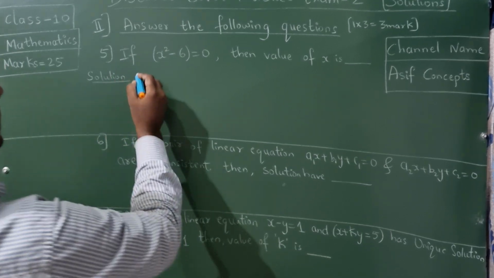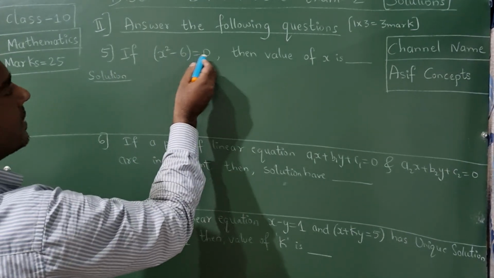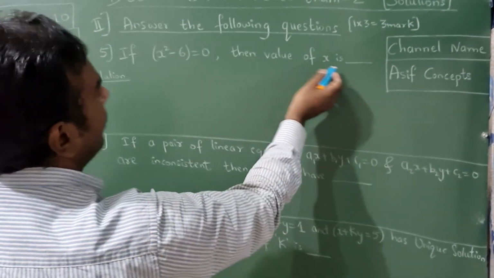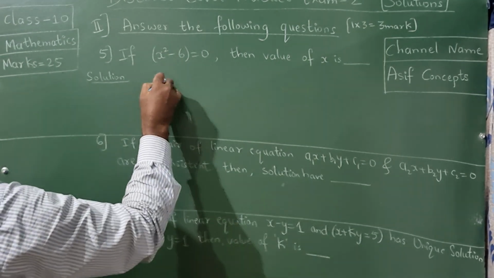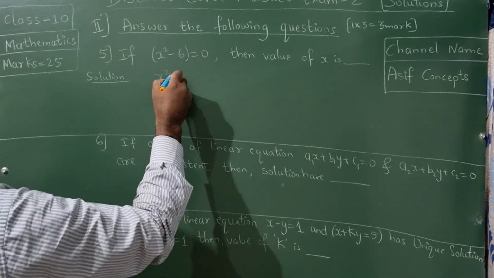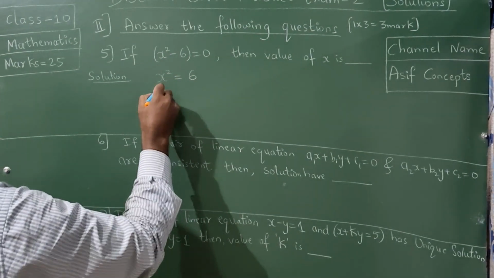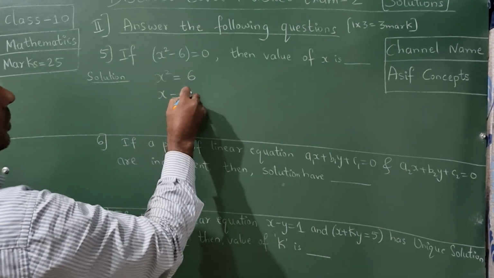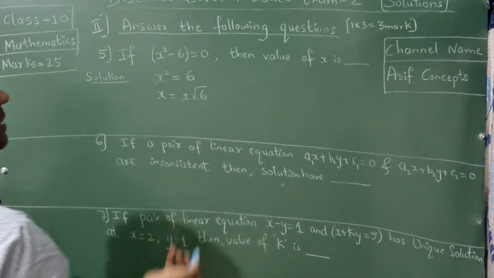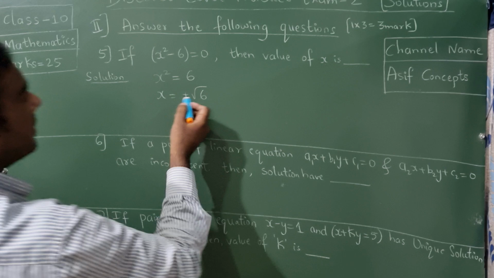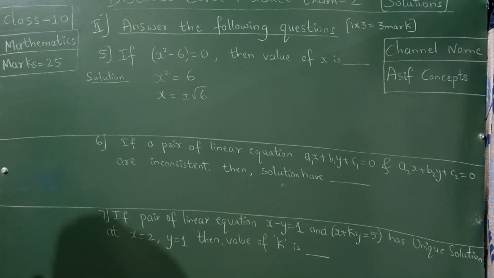Now fifth question is, if x square minus 6 is equal to 0, then the value of x is. So x square, take this minus on the right hand side, it will become plus. So x is equal to plus or minus square root of 6. That's it. The value of x is plus or minus root of 6.